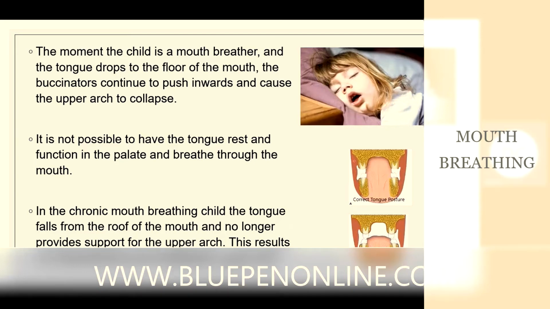So, check the figure here. There is a correct tongue posture, so there are normal upper and lower arches, whereas the lower tongue posture results in increased buccinator activity, and the opposing activity of the muscle is reduced, resulting in a constricted upper arch.